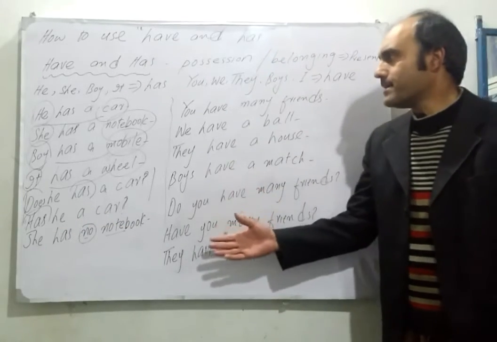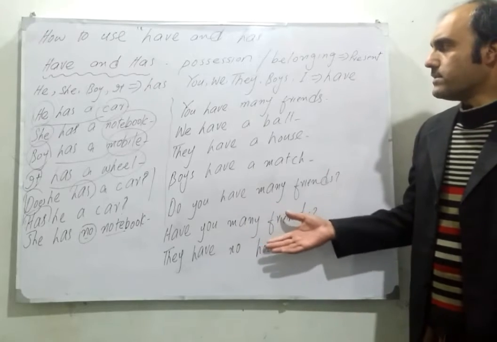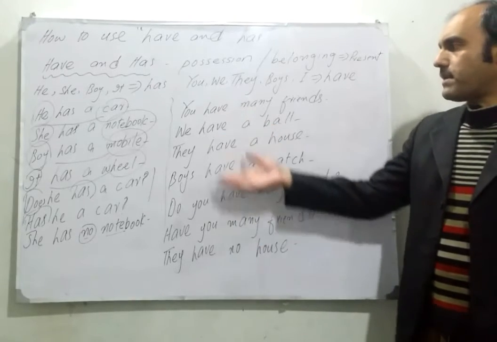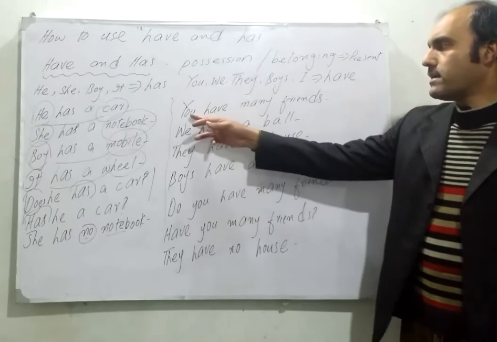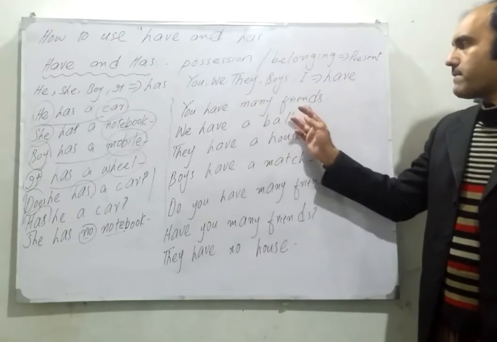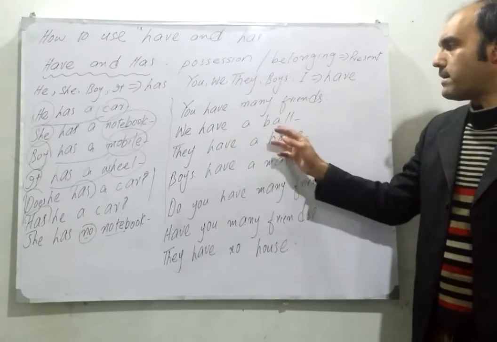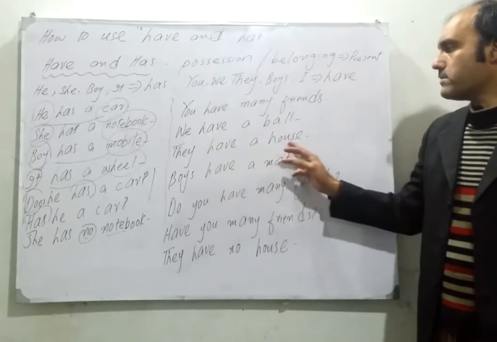Now come to this side. On this side you can see the use of have. I have four sentences here. You can see you have many friends. We have a ball. They have a house.